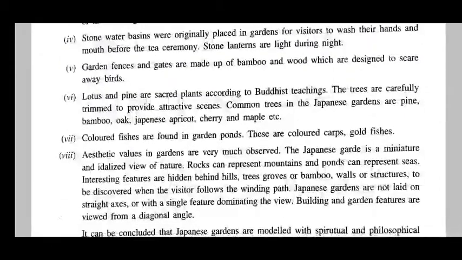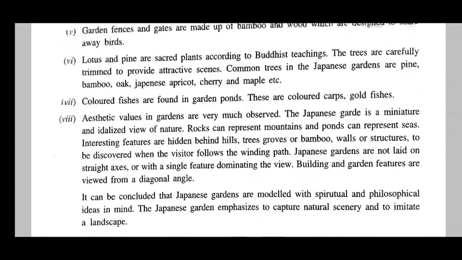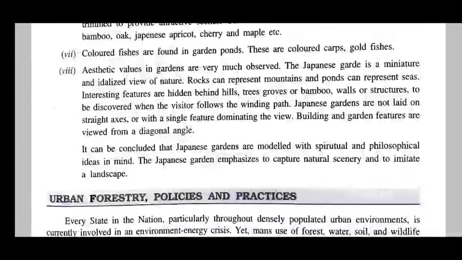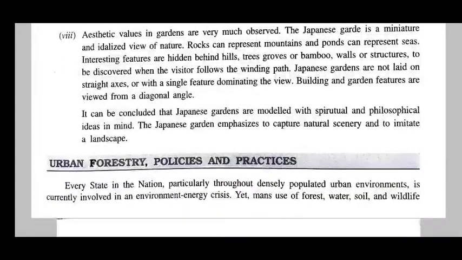Garden fence रहता है. Lotus and pine are scarce plants, according to the Buddhist technique, and they are carefully using the things. Oaks, bamboo, pine, Japanese apricot, cherry and apples have been seen. Colored fish have been seen in the pond. तुमको कई सारी aesthetic value पर से माने बहुत सारे rock ऊपर presentation करती ये सब जिनसे करती.